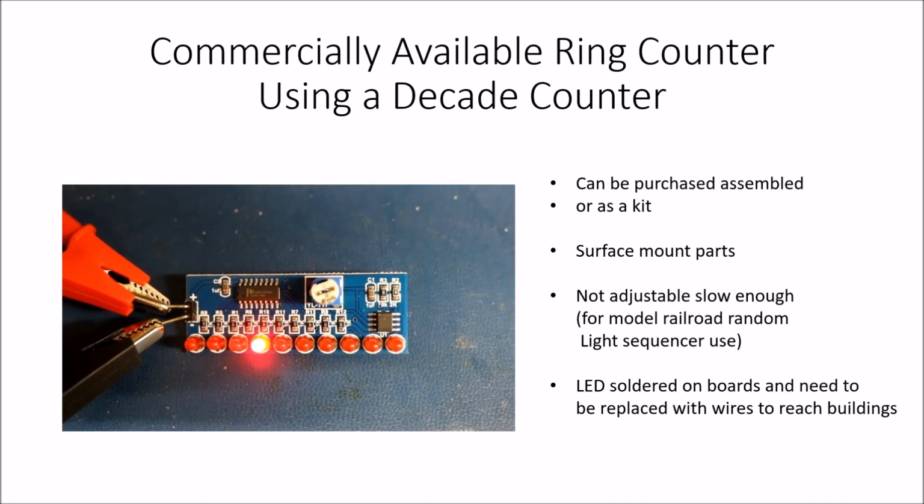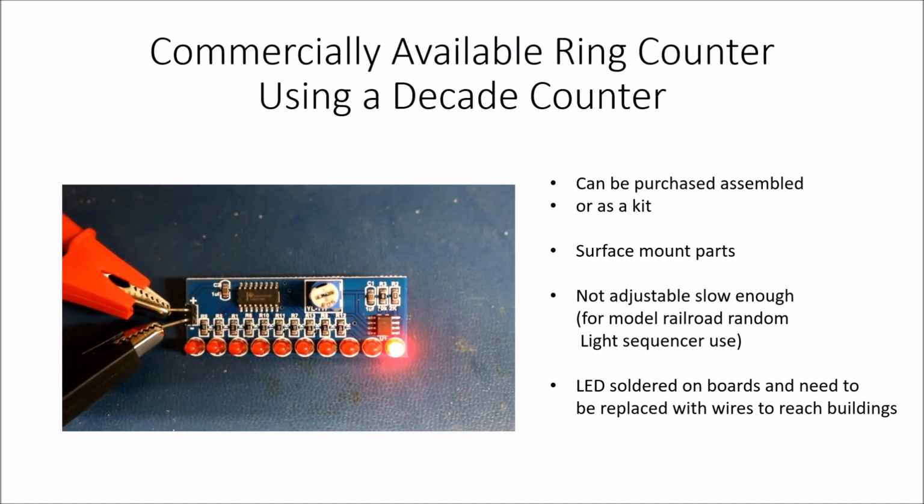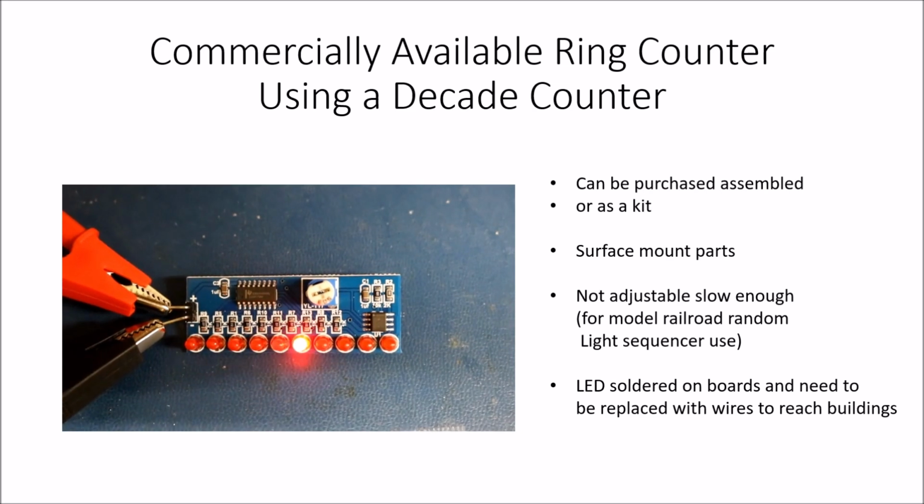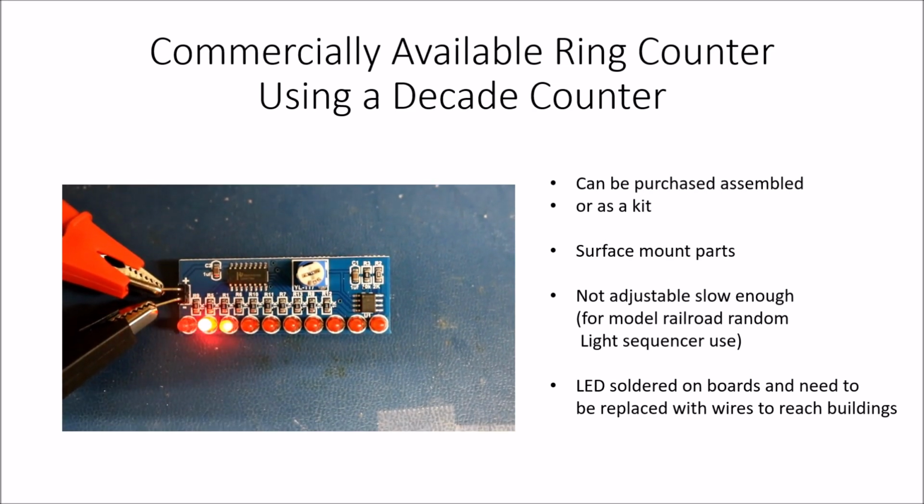This is an example of a commercially available ring counter or sequencer. It's using this 4017 decade counter I showed before. There's a couple of problems with this though. It has surface mount parts, so it's difficult to change parts on it. And obviously it's moving too fast here, so you'd have to change a potentiometer and or a capacitor to slow it down.